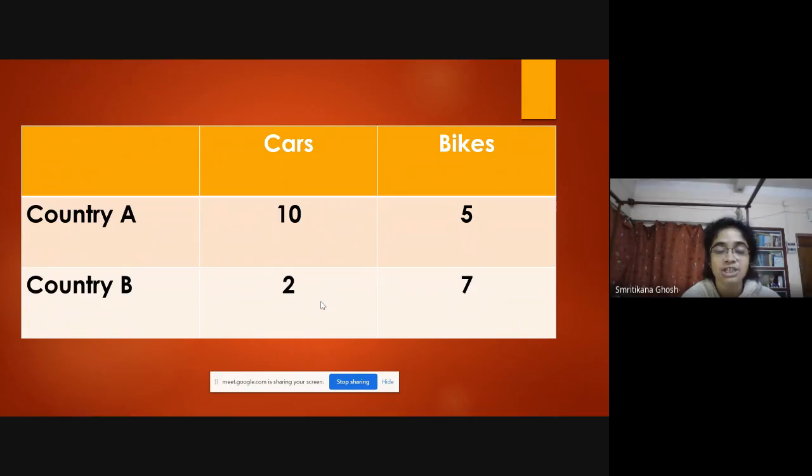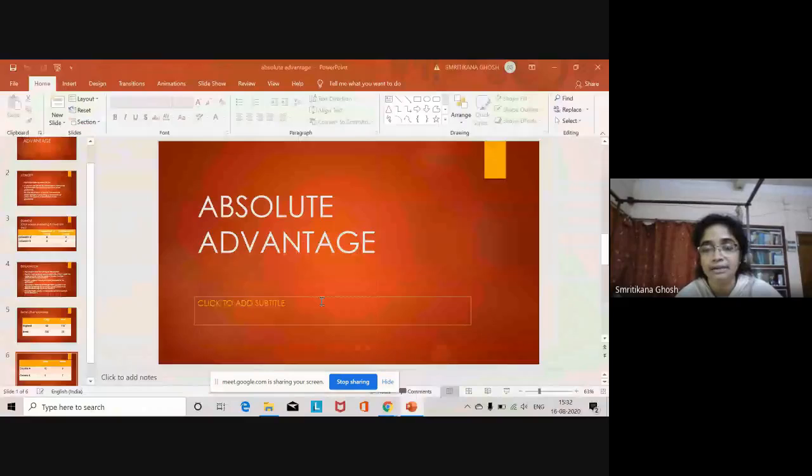So in a nutshell, we can say the country has to produce more of a commodity. That means the country is more productive or more efficient in producing a particular commodity, and only then does the country have absolute advantage over that commodity. So this is all about absolute advantage.